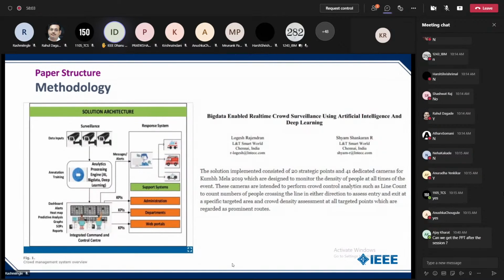So here is an example of methodology wherein the authors have added the solution architecture. They've given the surveillance response system, how it works, and also the administrative departments, web portals, and all the support systems available there. They also provide the dashboard alerts, heat map, etc. So this actually gives you a better understanding of how the problem has been solved here. Next slide.